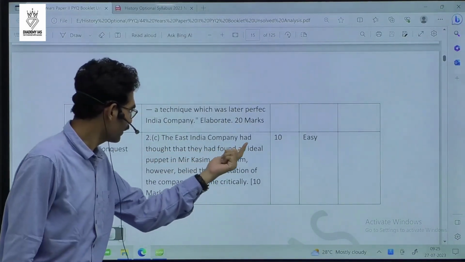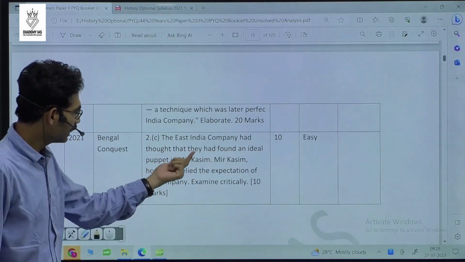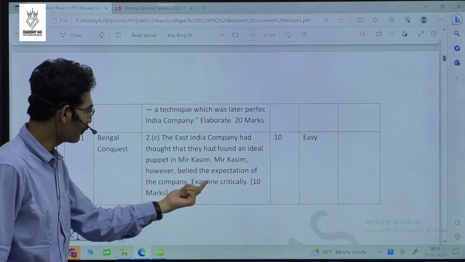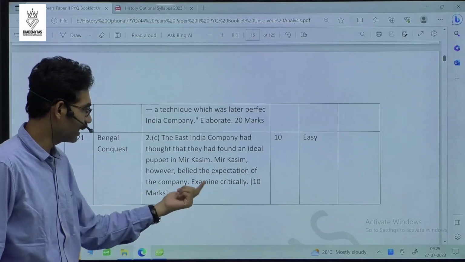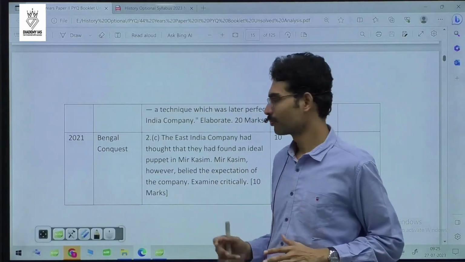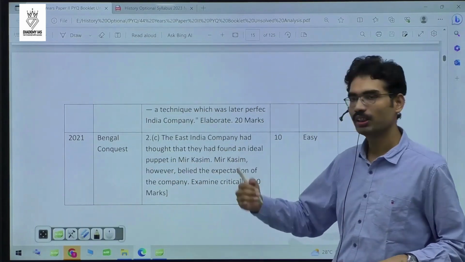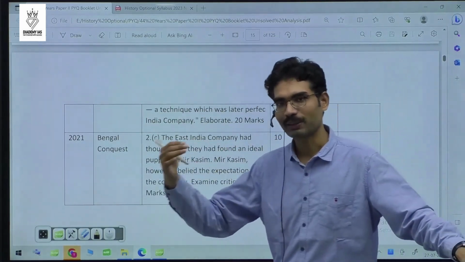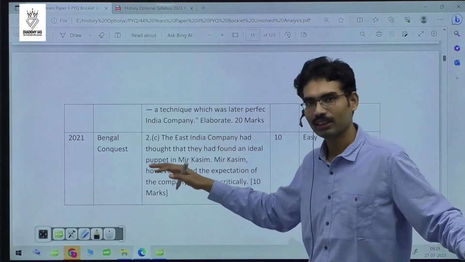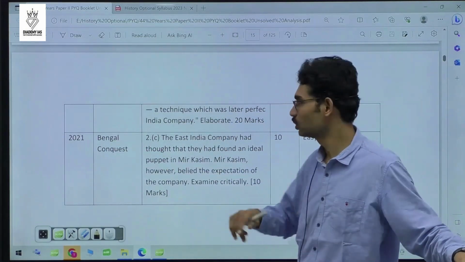The East India Company had thought that they had found an ideal puppet in Mir Qasim. Mir Qasim, however, belied the expectations of the company, examined critically. This is the context for Battle of Buxar. So they are asking about how they were involved and what they expected from the Nawab, what policies the Nawab has taken, and finally how it led to the conflict between the two.